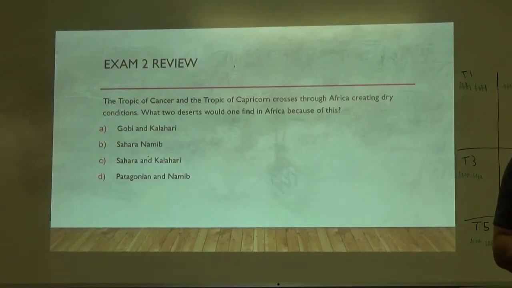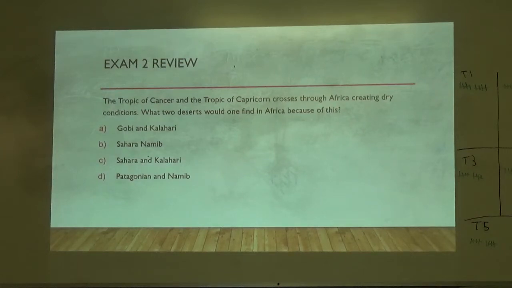The Tropic of Cancer and the Tropic of Capricorn crosses through Africa, creating dry conditions. What two deserts would one find in Africa because of this? Is it A, the Gobi and the Kalahari, B, the Sierra and the Namib, C, the Sahara and the Kalahari, or D, the Patagonia and the Namib? Why does B have an answer? That's a good question. B, does it have an and between the names? Reasons. I like no those reasons alone.